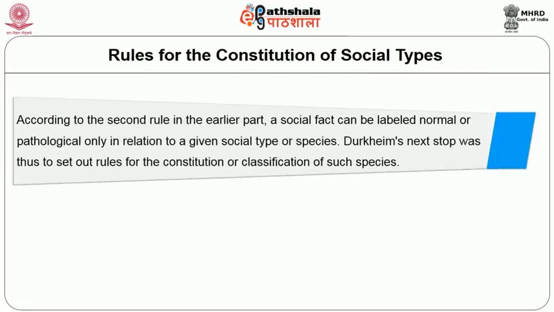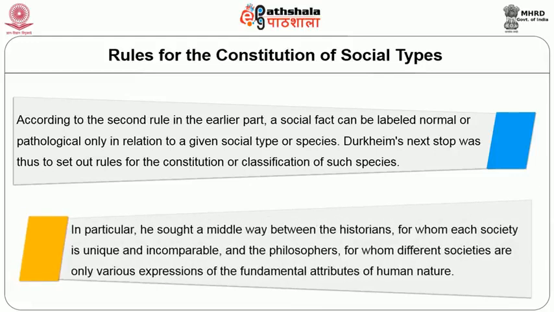According to the second rule in the earlier part, a social fact can be labeled normal or pathological only in relation to a given social type or species. Durkheim's next step was thus to set out rules for the constitution or classification of such species.